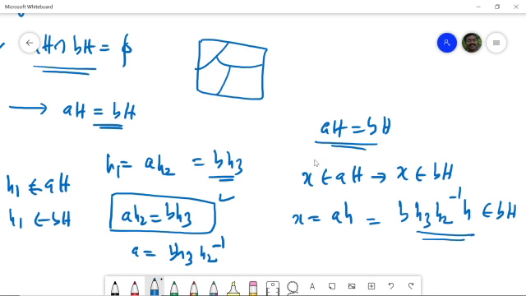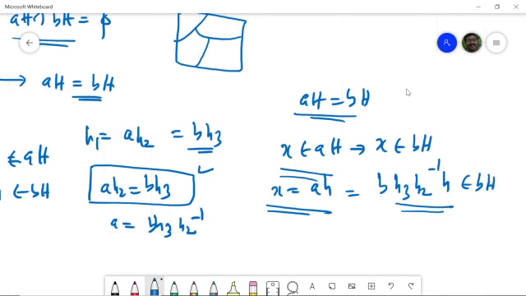Is that clear? I took X as AH, and I have shown that this actually lies in BH. So I took an element X of AH, and I showed that this X is lying in BH. How? Because A could be written as B H3 into H2 inverse using the result mentioned before. From that you will get that X is an element of BH.